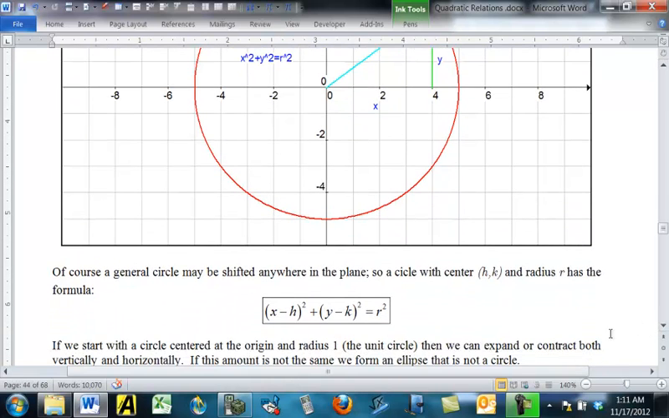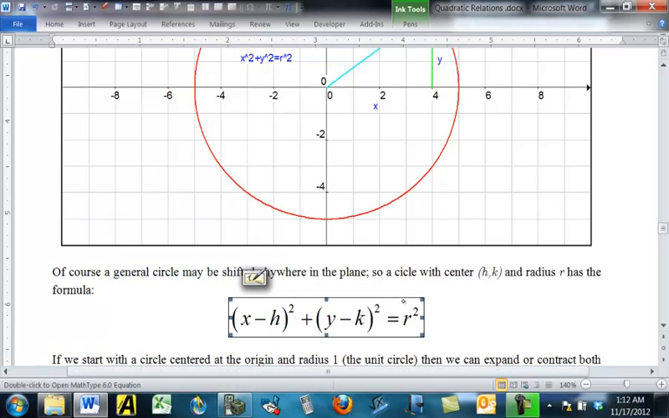Now, of course, you can shift it around. We've talked about shifting functions or relations. This is not a function, but a relation. And we can replace x by x minus h and y by y minus k. And so this is a general circle. The general form for a circle is right here. The center is (h, k) and the radius is r.